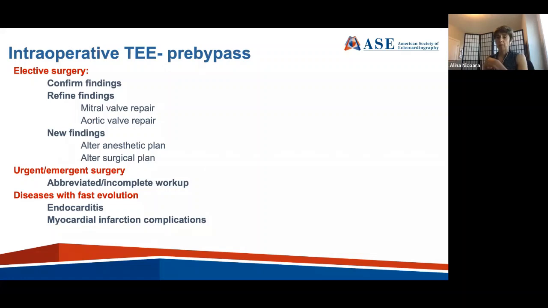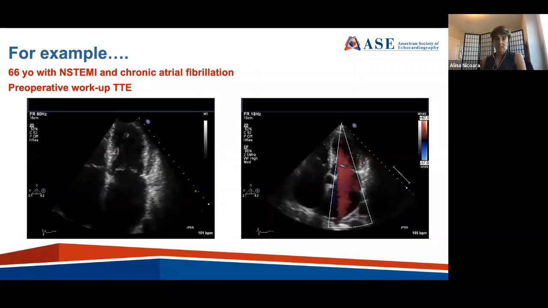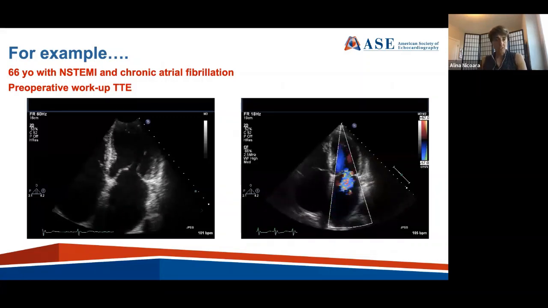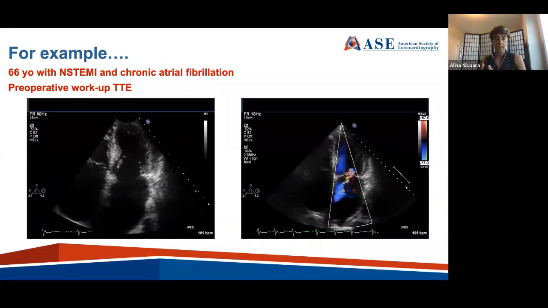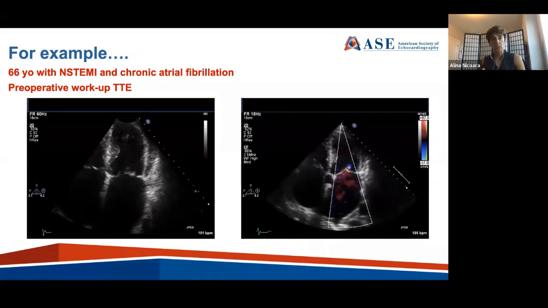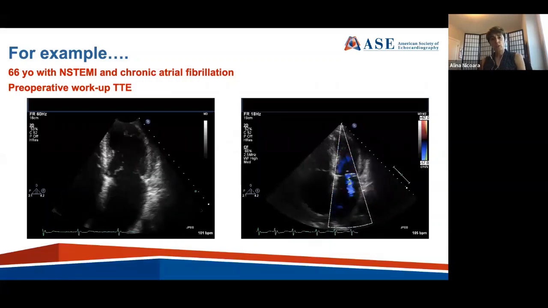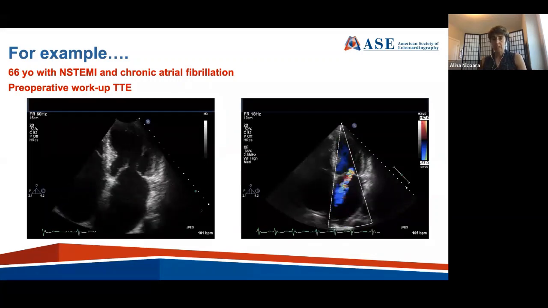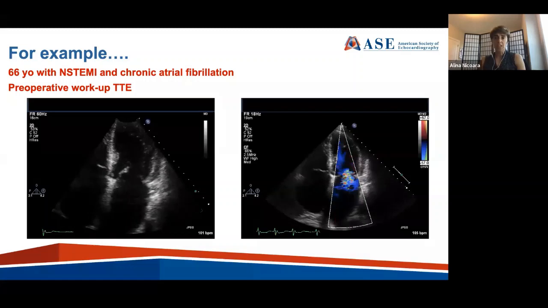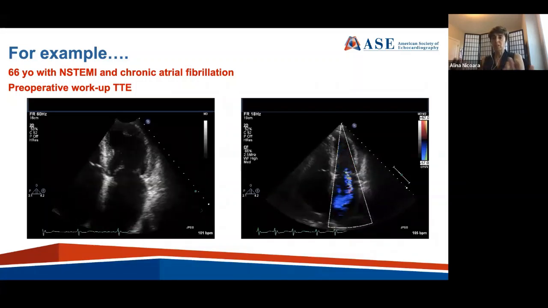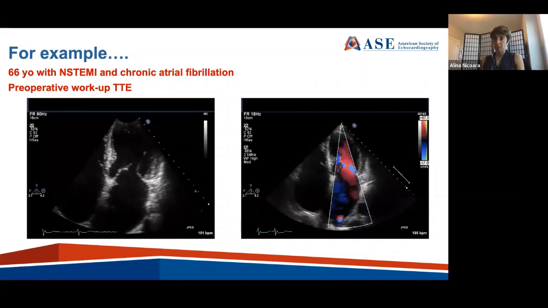And to demonstrate this last point, this is a case I actually did a couple of years ago. It was a 66-year-old male who presented with an NSTEMI. He had a history of chronic atrial fibrillation, and these are selected loops from his preoperative workup TTE, and you can see that there is definitely MR present, moderate to severe.